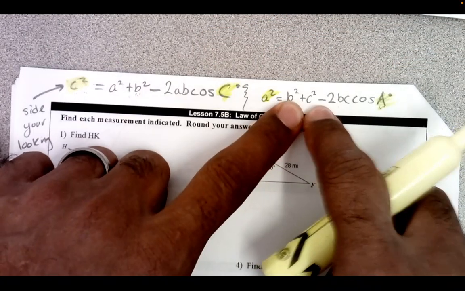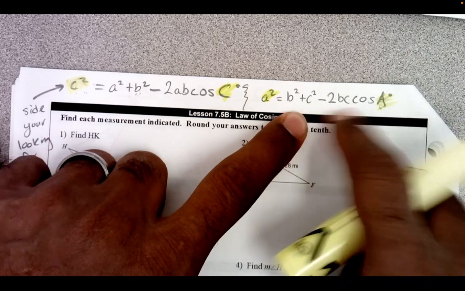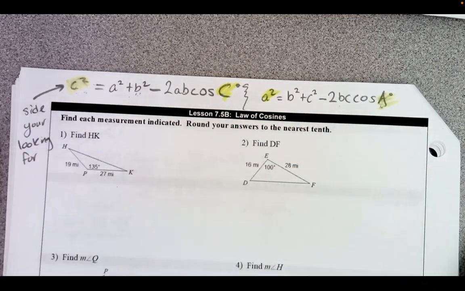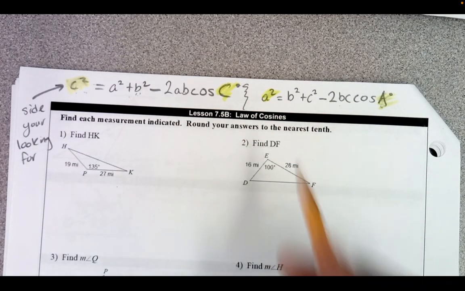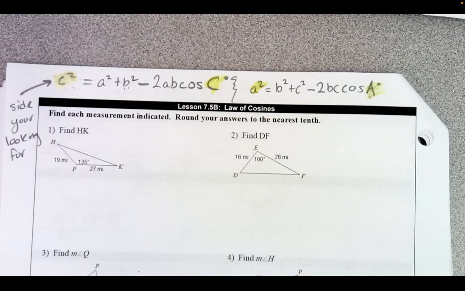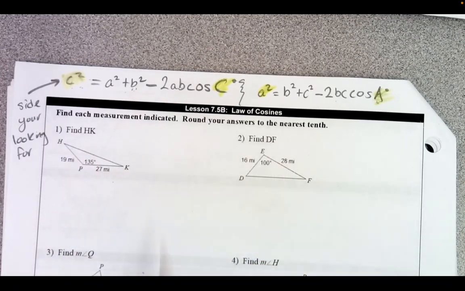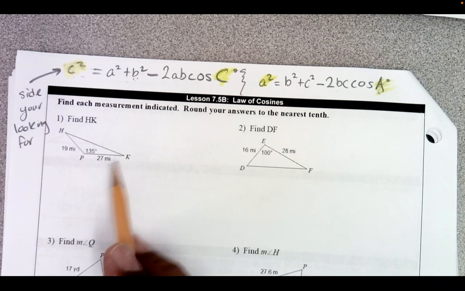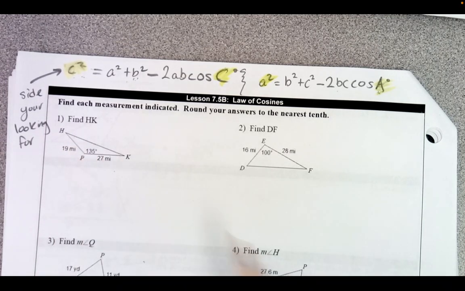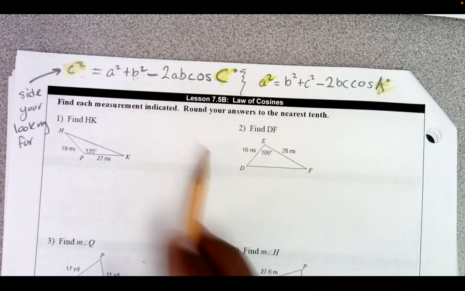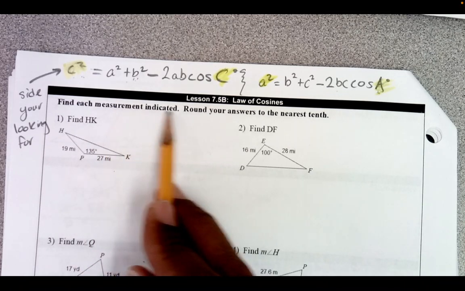And then your other two sides will go here. B squared plus C squared, and then B times C. So you basically have to rearrange this formula to fit what you need. Now, these are not ABC triangles, so we'll have to set it up based on what letters we're given. All right. So it says find each measurement indicated.